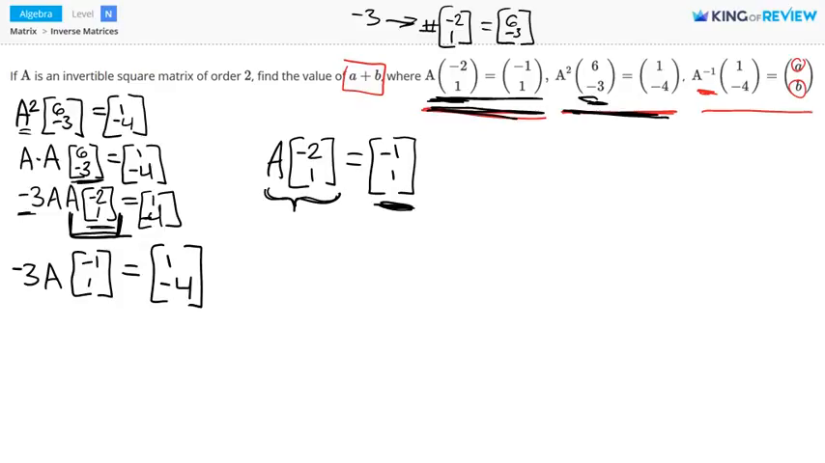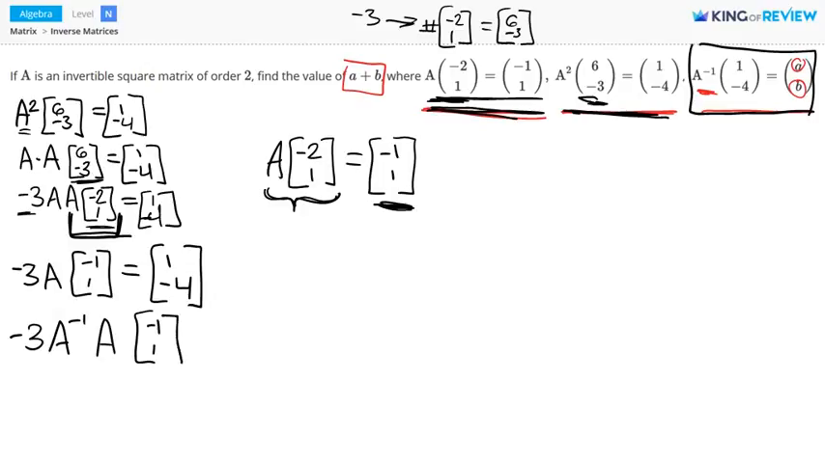So again, remember, I'm trying to get to this equation here because I want to solve for a and b. So I'm going to multiply both sides by A inverse. So we have negative 3 times A inverse times A times our matrix that has negative 1 and 1. And this equals A inverse times matrix 1, negative 4.